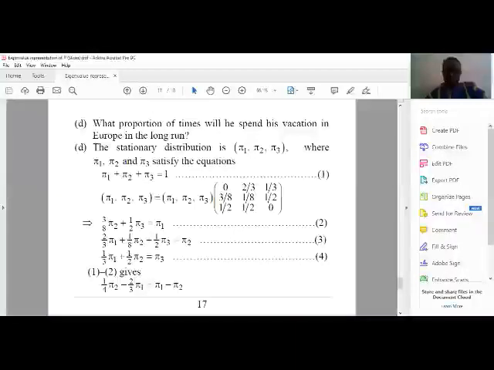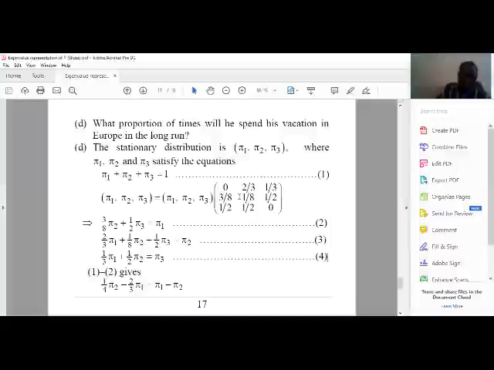So we have equation 1, equation 2, equation 3, equation 4. But there are only 3 unknowns, so we need 3 of the equations. You can use any 3 of these 4 equations to solve for pi 1, pi 2, and pi 3 simultaneously.